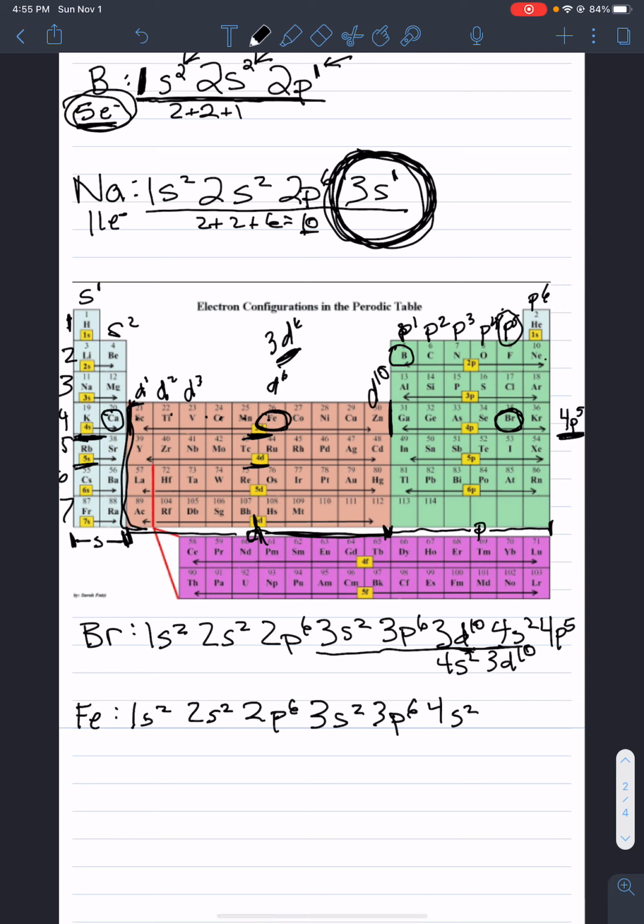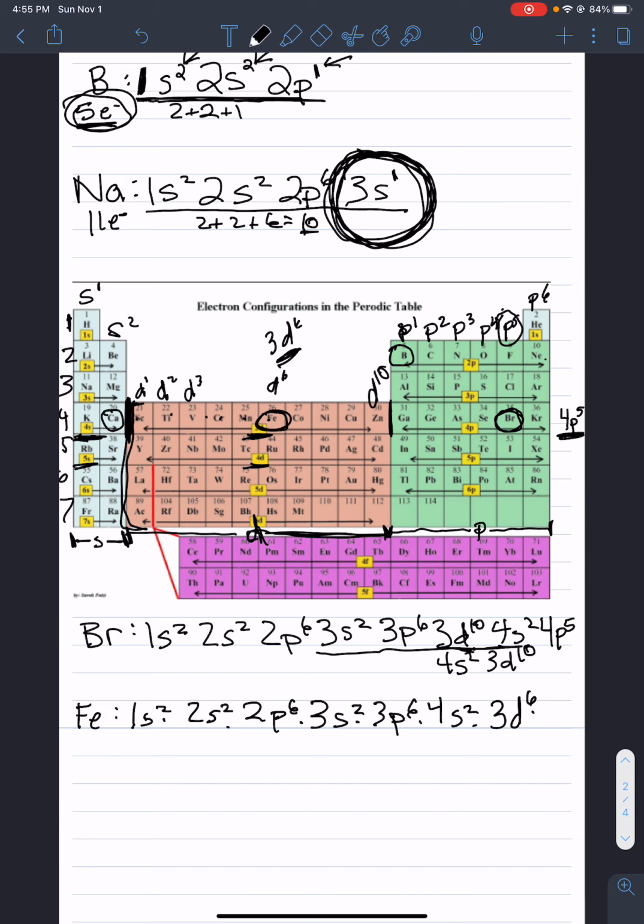So right now I'm up to here on my periodic table. So now we need to figure all the way out to iron, Fe. And I know that's going to end in 3d6. And again, if I want to, I can count out my number of electrons and make sure it adds up to 26. Okay, those are some examples of how to do electron configurations.